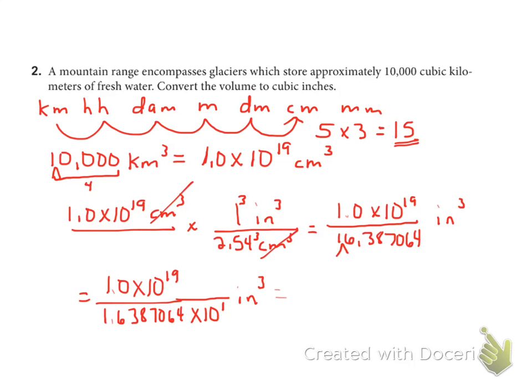Now, to divide decimals, or divide scientific notation. Okay, we're going to start with the decimal parts. So take 1 and divide by that long decimal in the denominator. .61023744409. Okay.